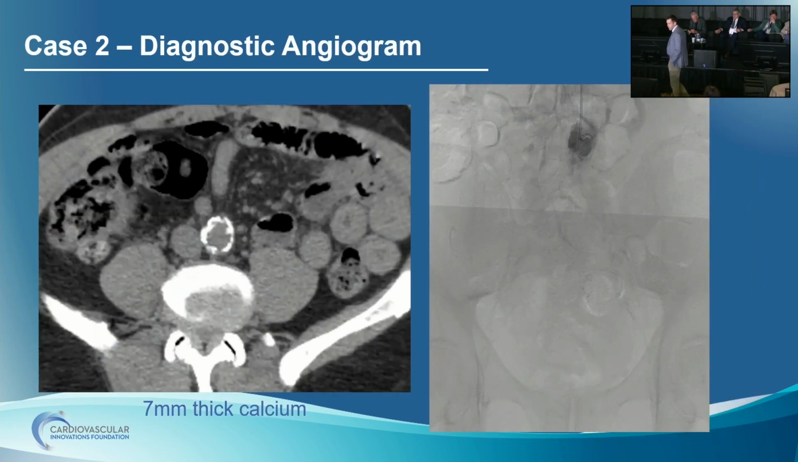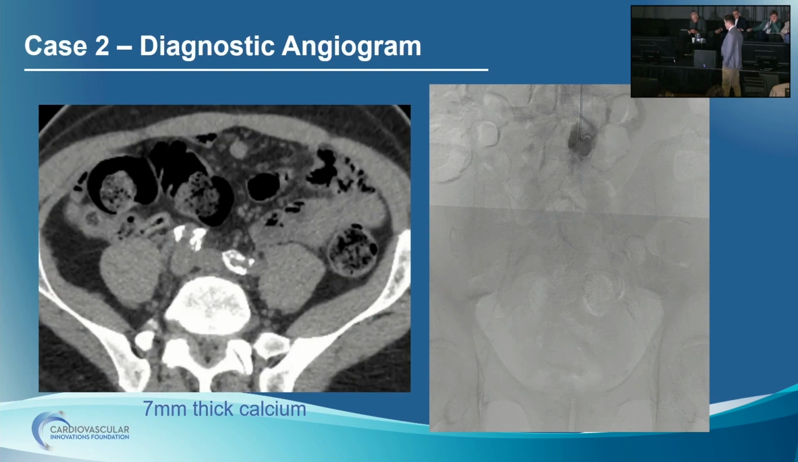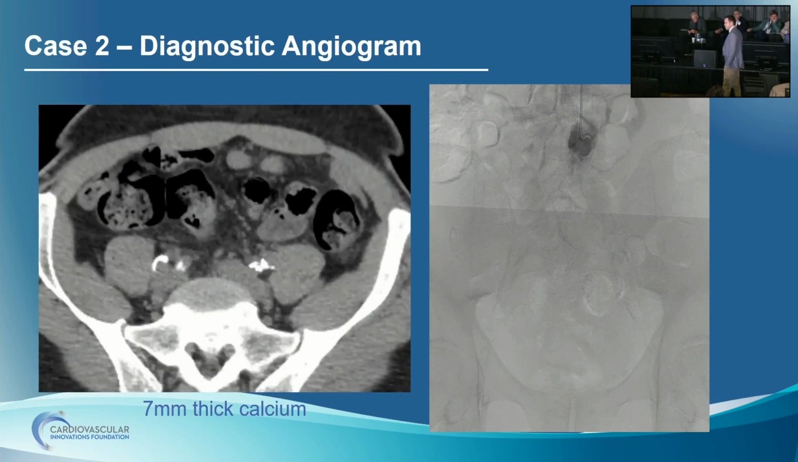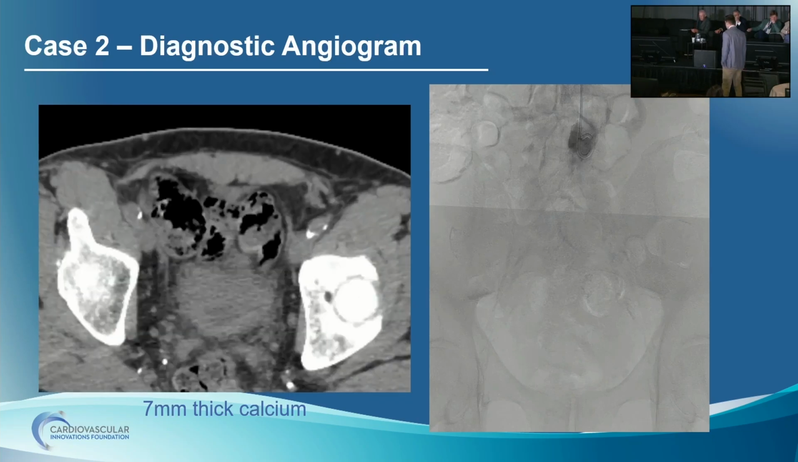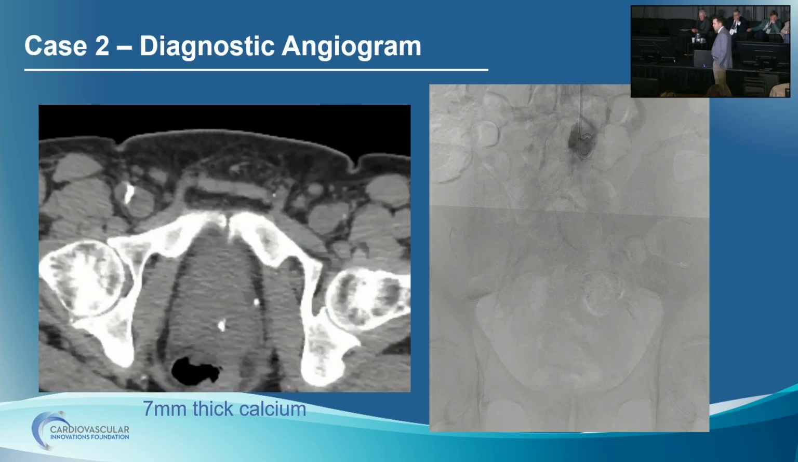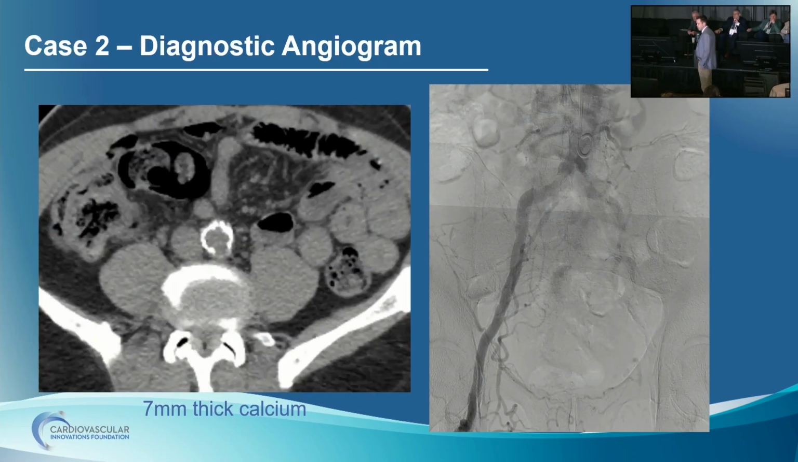So here's a non-contrast CT scan that he has from about a year ago, and knowing that usually in an iliac case, I would do a CT scan to plan, but knowing with his renal dysfunction, we felt going in with an angiogram initially was the way to go. And that calcium measures about 7 millimeters in that area.